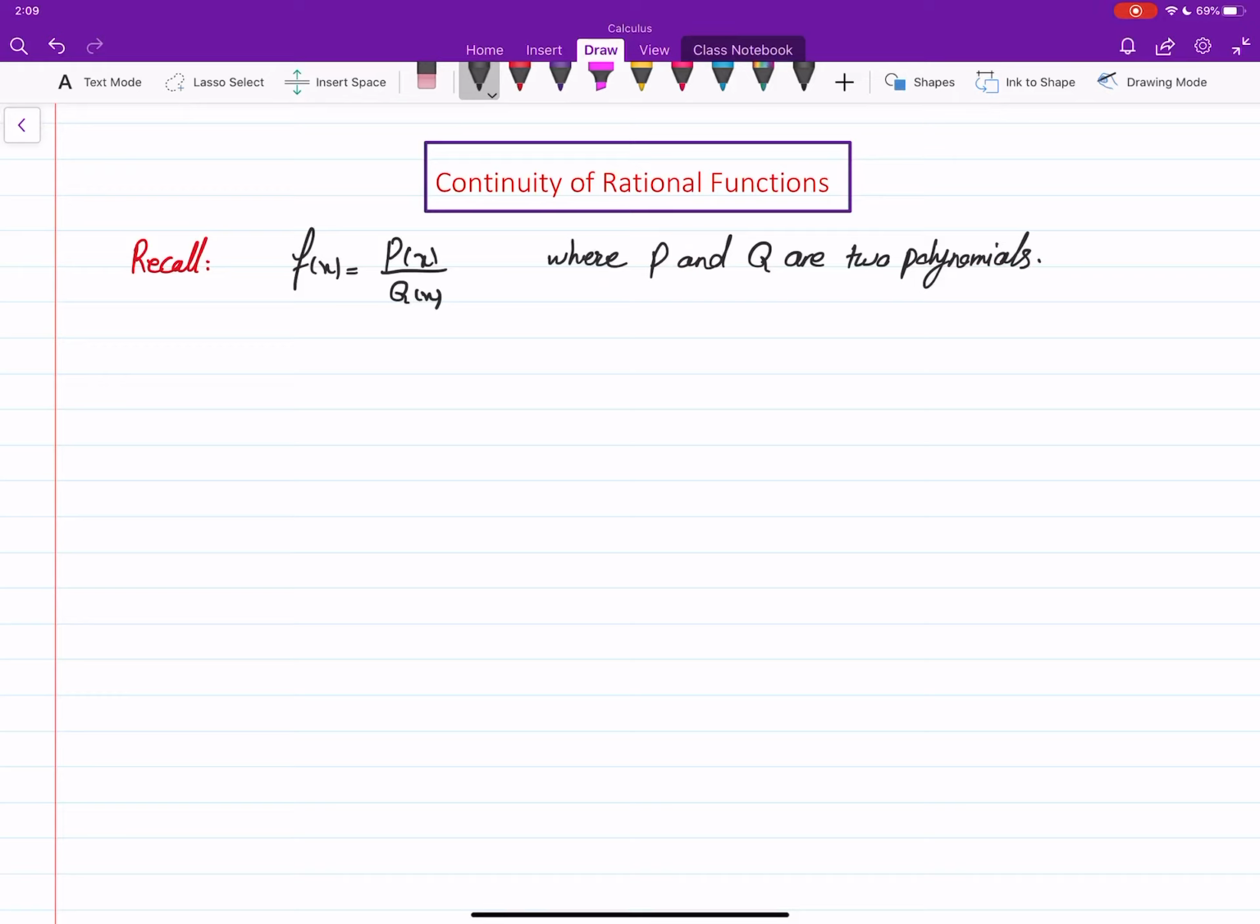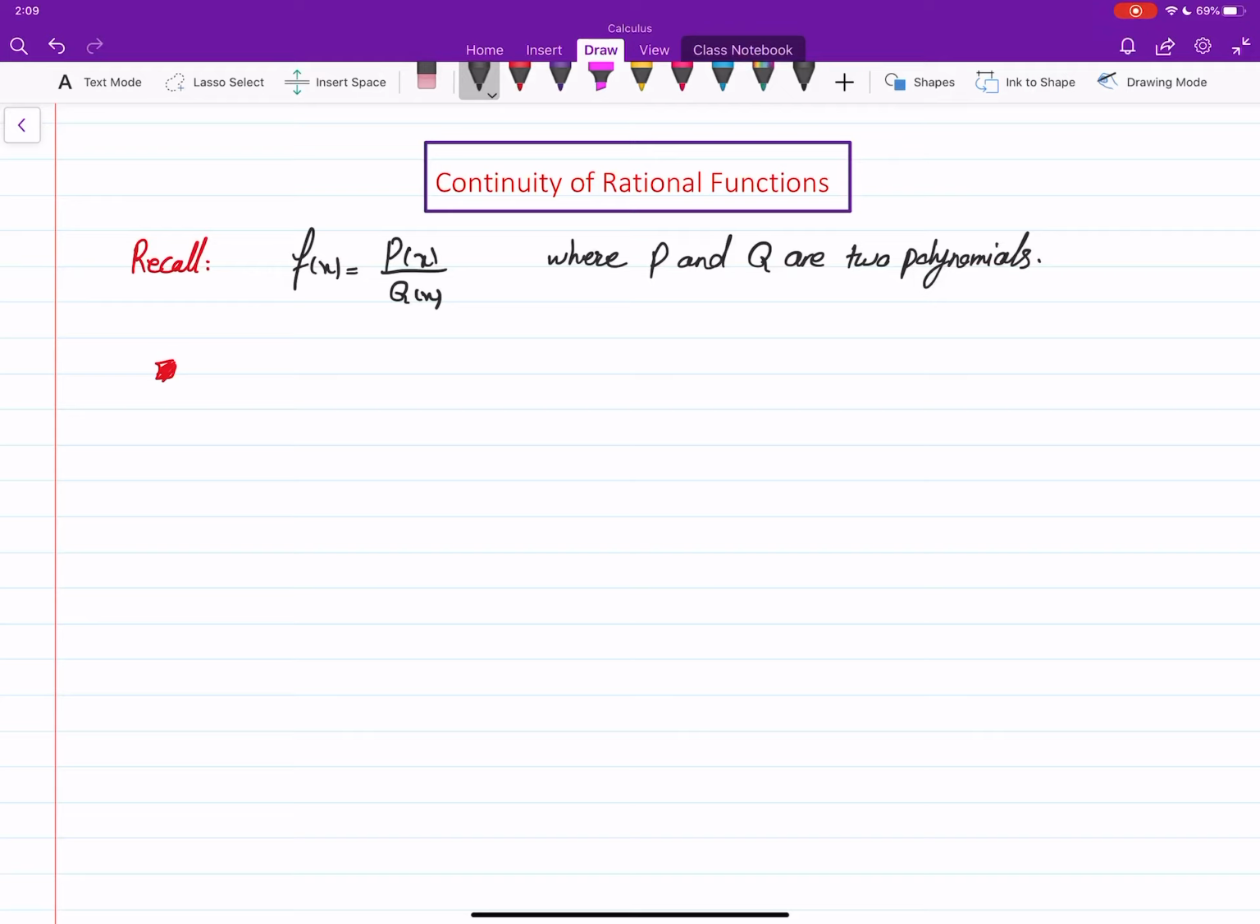This class includes the polynomials. When you have Q(x) equal to a constant, this will be a polynomial. What we know about these guys is that, first, these guys are defined everywhere but points which make the denominator 0.